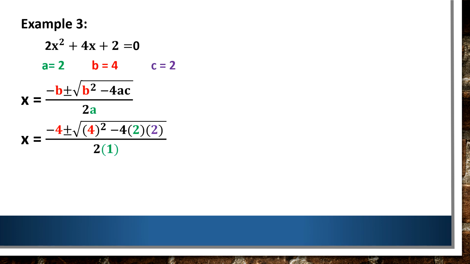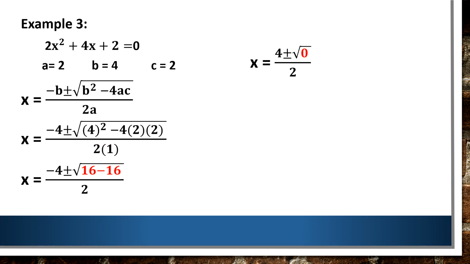So x equals negative 4 plus or minus the square root of 4 squared minus 4 times 2 times 2, all over 2. Simplify 4 squared, 4 times 4, 16. Then multiply negative 4 times 2, negative 8, times 2, negative 16. All over 2 times 1, 2. Next, subtract 16 minus 16, 0. Then get the square root of 0, which automatically equals 0.